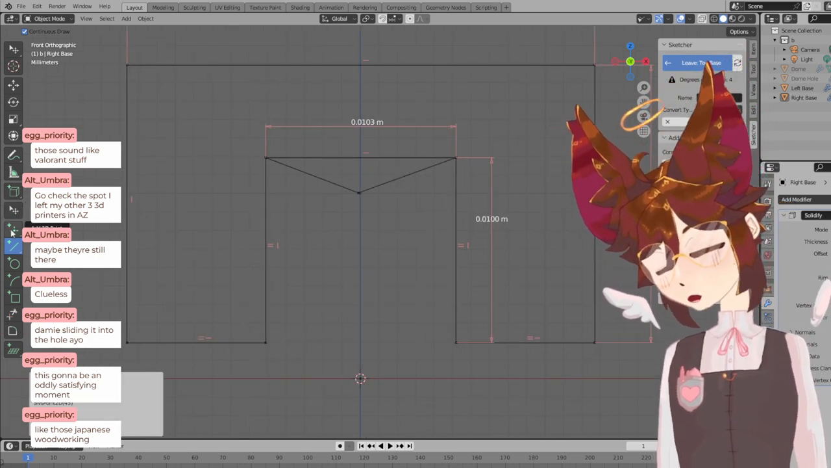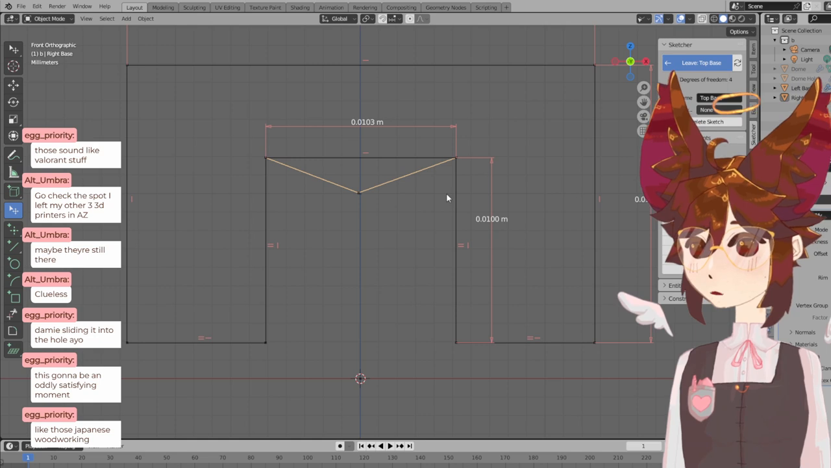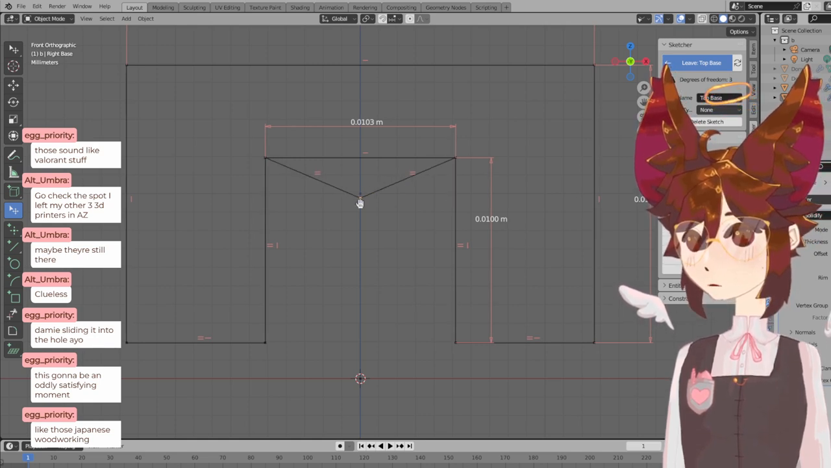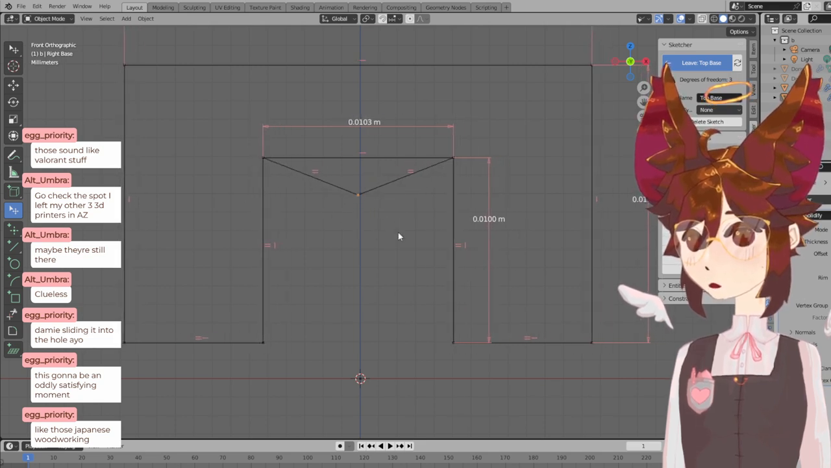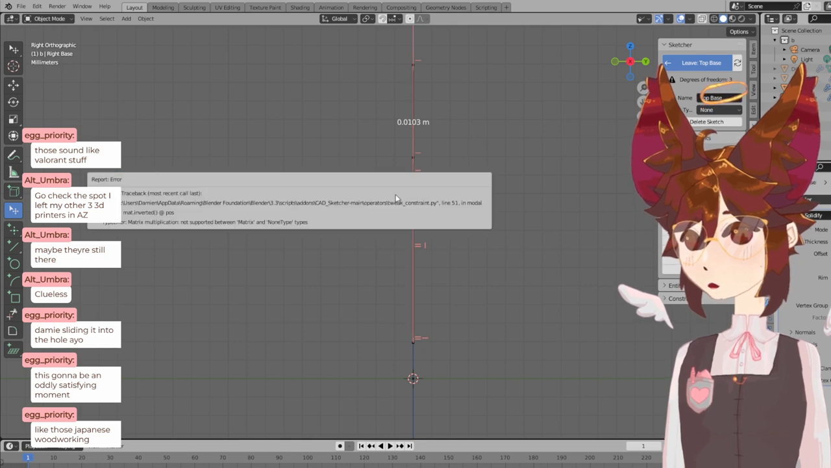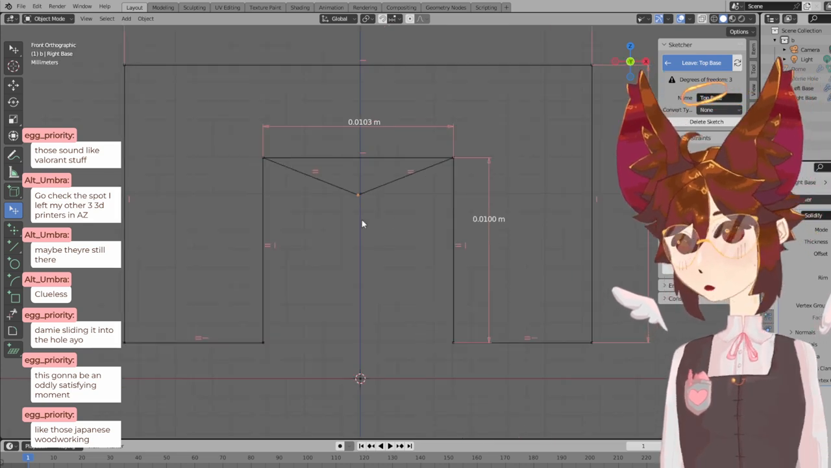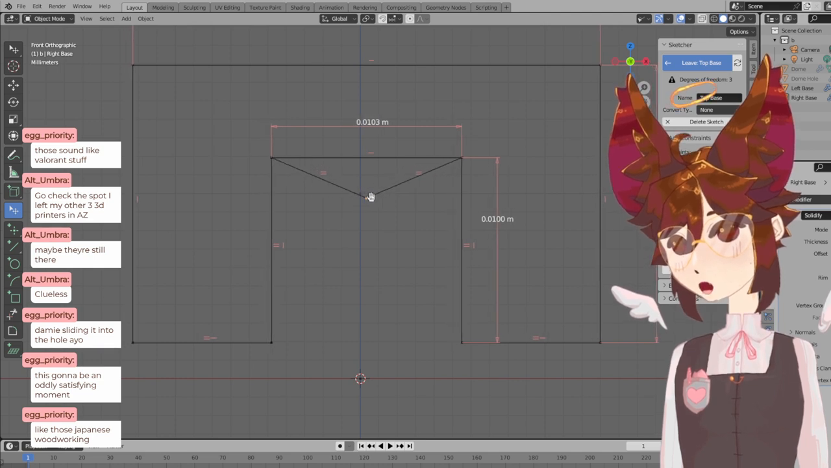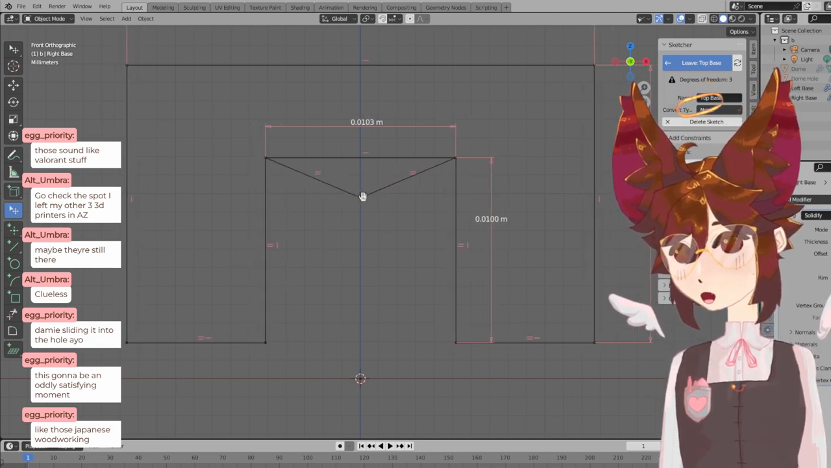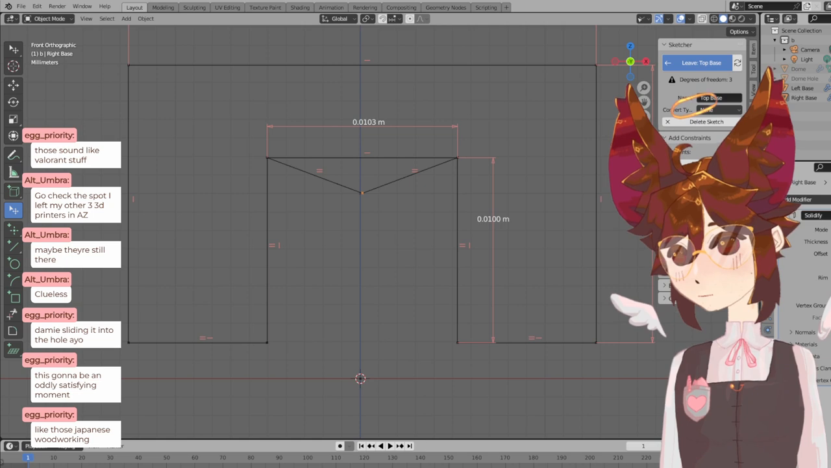I'm trying to figure out how I can center this with this. Maybe if I make these equal, and then I make this point go here. Oh god, no, not that. I can't move it that way. I want to just center this point. I don't know how to do that. Time to Google. How to center a point in CAD Sketcher.